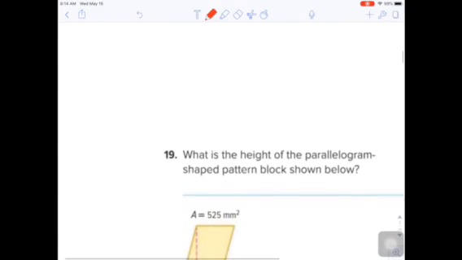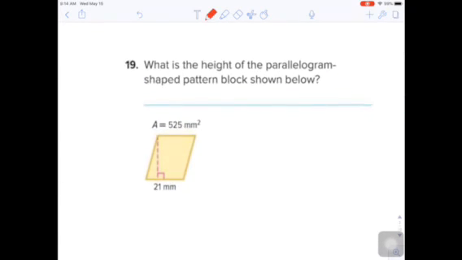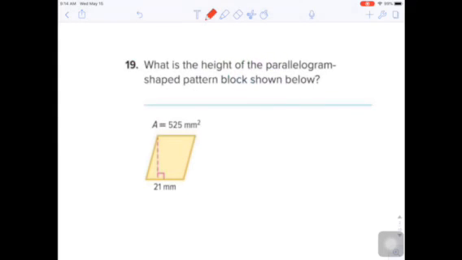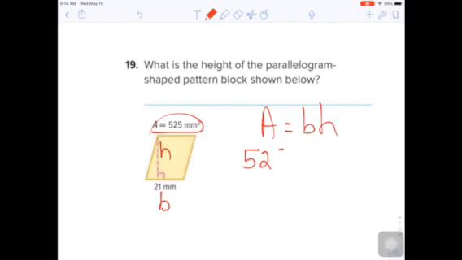Okay, moving on. Next problem is number 19. So this time it's asking for what is the height of a parallelogram shaped pattern block shown below. Notice you know the area, which is 525, and you know the base down here, but you don't know the height. So since it's a parallelogram, we start with the parallelogram formula. Second step is to replace the variables with the numbers from the problem. So the area is 525, the base is 21, and we don't know the height.